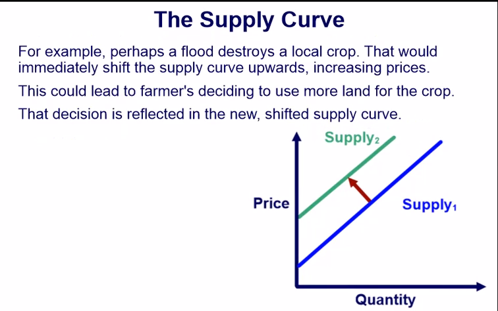For example, perhaps a flood destroys a local crop. That would immediately shift the supply curve upwards, increasing prices. This could lead to farmers deciding to use more land for the crop. That decision is reflected in the new shifted supply curve.